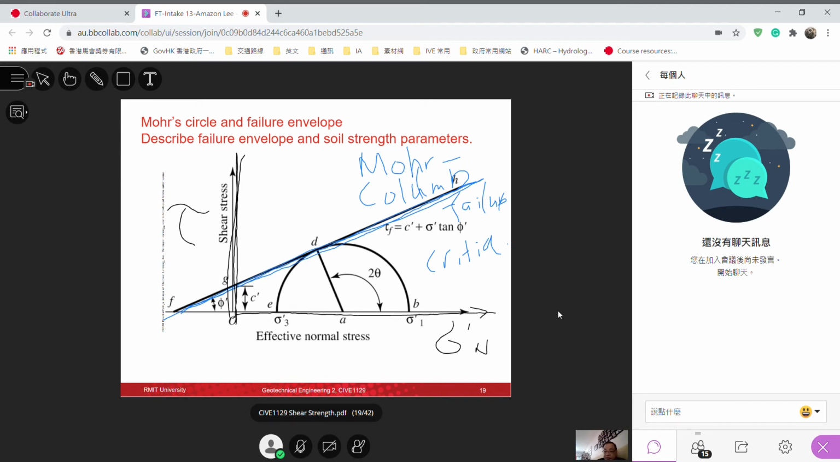Okay. And as I mentioned before, below this potential Mohr-Coulomb failure criteria, everywhere in here, if your normal stress and shear stress fall below it, then your soil would be stable, would be safe. If your combination of normal stress and shear stress lie above this Mohr-Coulomb failure criteria line, then it's unsafe.